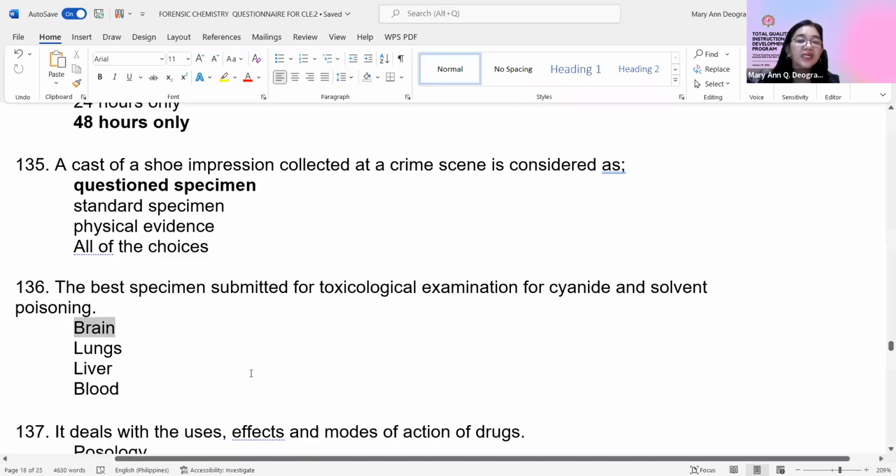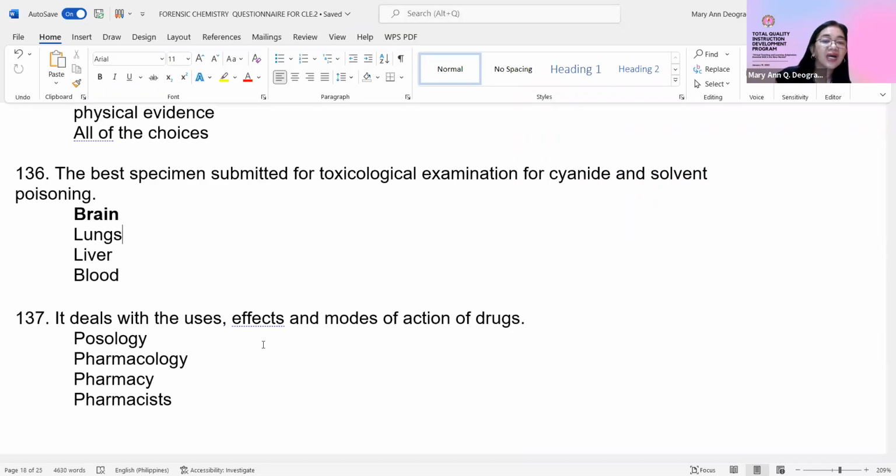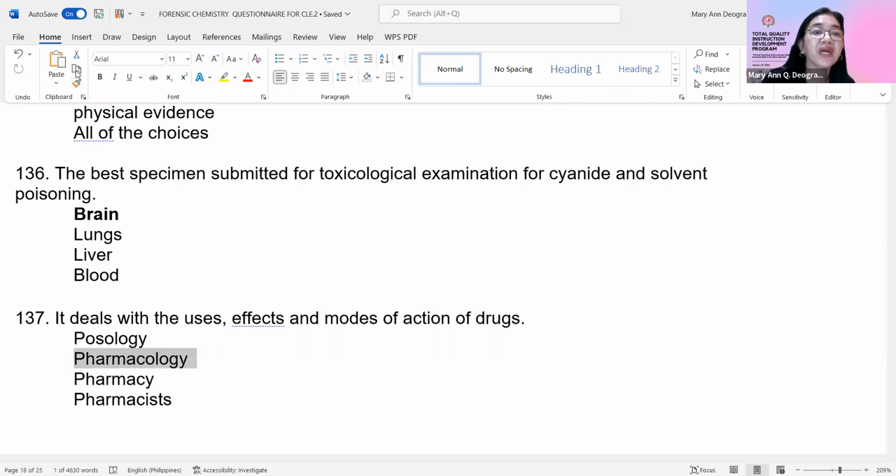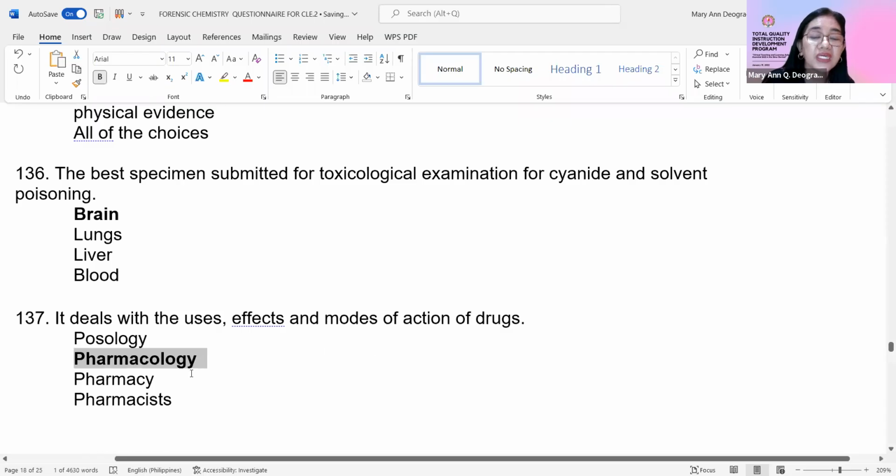All right. It deals with the uses, effects, and modes of action of poisons. Is it, dalawa lang pagpipilian, A and B. Eliminate natin yung C and D. Is it posology or pharmacology? Okay, pharmacology. Ang posology is the quantity of medicine, ha? So, ang sagot dito is pharmacology. So, pag uses and effects, it's pharmacology. Pag quantity, it's the posology.